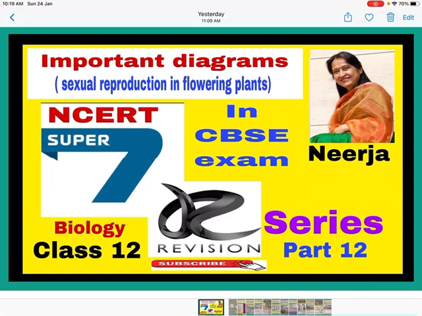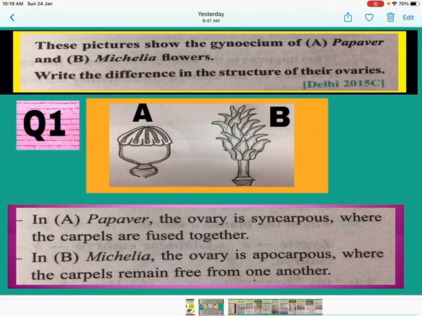In this video, I will discuss important labeled diagrams and questions based on these diagrams from chapter number 2, Sexual Reproduction in Flowering Plants. This is number 1, showing two pictures A and B. These pictures show the gynoecium of A, Papaver, and B, Michelia flowers. Write the difference in the structure of their ovaries.